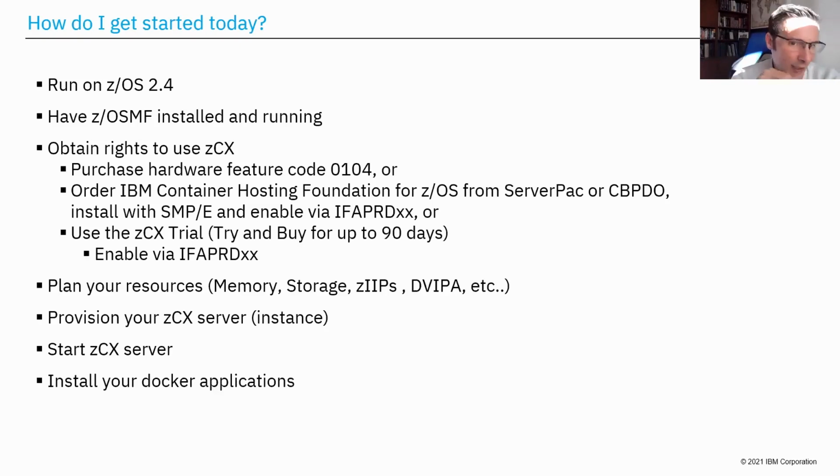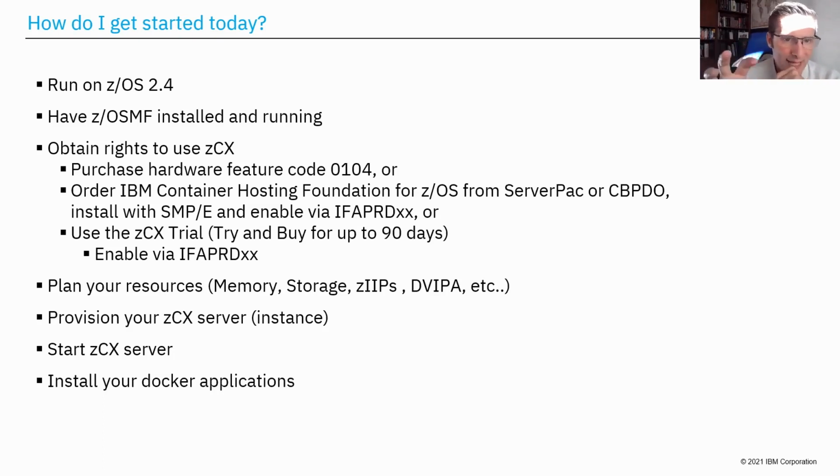The next item is obtaining rights to use ZCX. You need a one-time purchase of hardware feature code 0104, or the IBM Container Hosting Foundation for zOS component installed. Either one of those solutions allows your entire CPC to have as many ZCX instances on that CPC as you wish. Or you can use the ZCX trial, using the IFAPRD parmlib member that you can enable dynamically to start your try and buy.